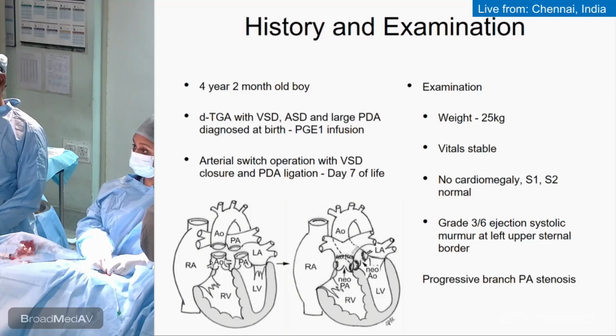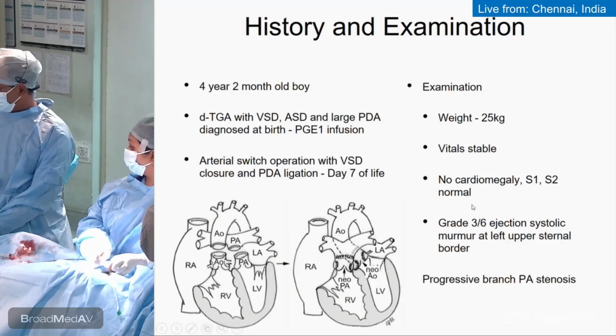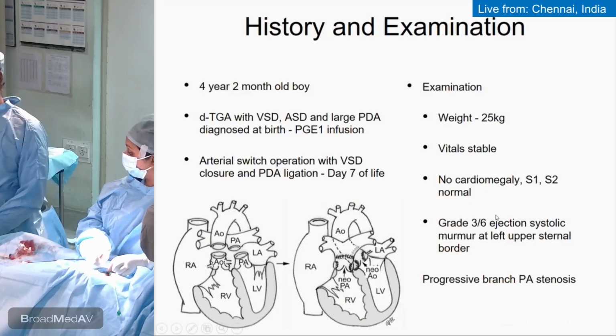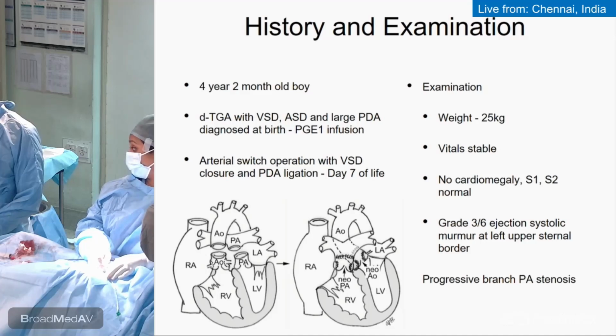So the patient was doing well, and on routine clinical follow-up, he was doing well, but the examination showed there was a grade 3/6 ejection systolic murmur in the left upper sternal border, which was significant and it was progressing.